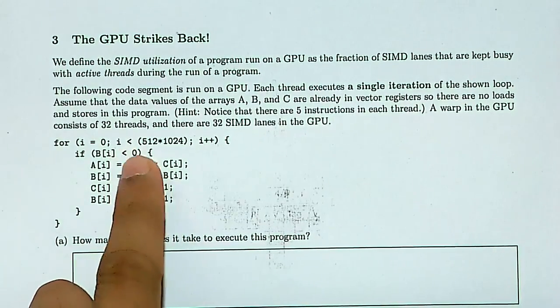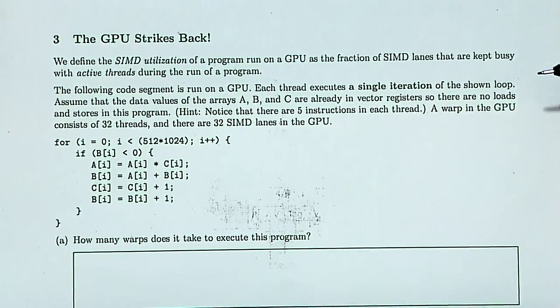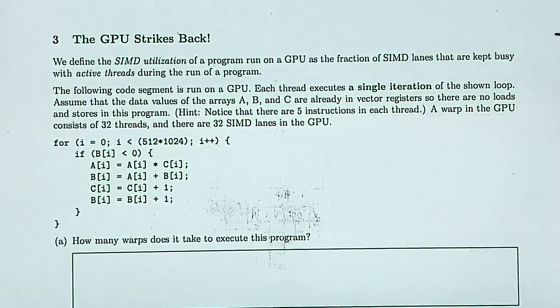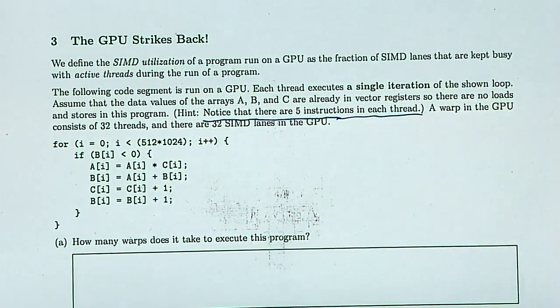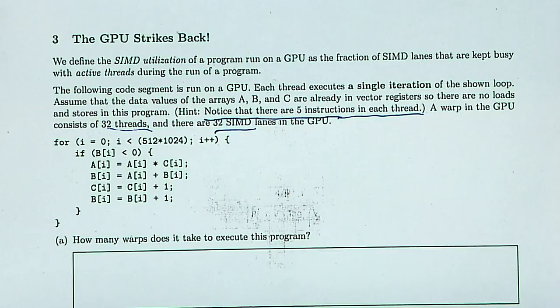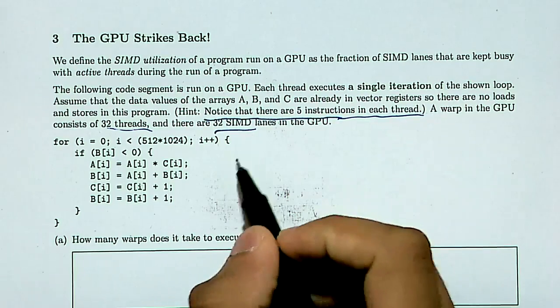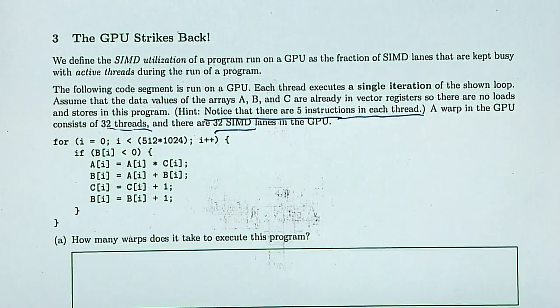Here we have i less than 512 times 1024 iterations, so every thread does one iteration. We assume there are no memory loads and stores, so A, B, and C are already stored locally in vector registers. There's a hint that there are 5 instructions in each thread. A warp in the GPU consists of 32 threads, and there are 32 SIMD lanes in the GPU. So we're taking this piece of code, and for all of these 512 times 1024 iterations, we're dividing it among a bunch of threads that execute each iteration in groups of 32.